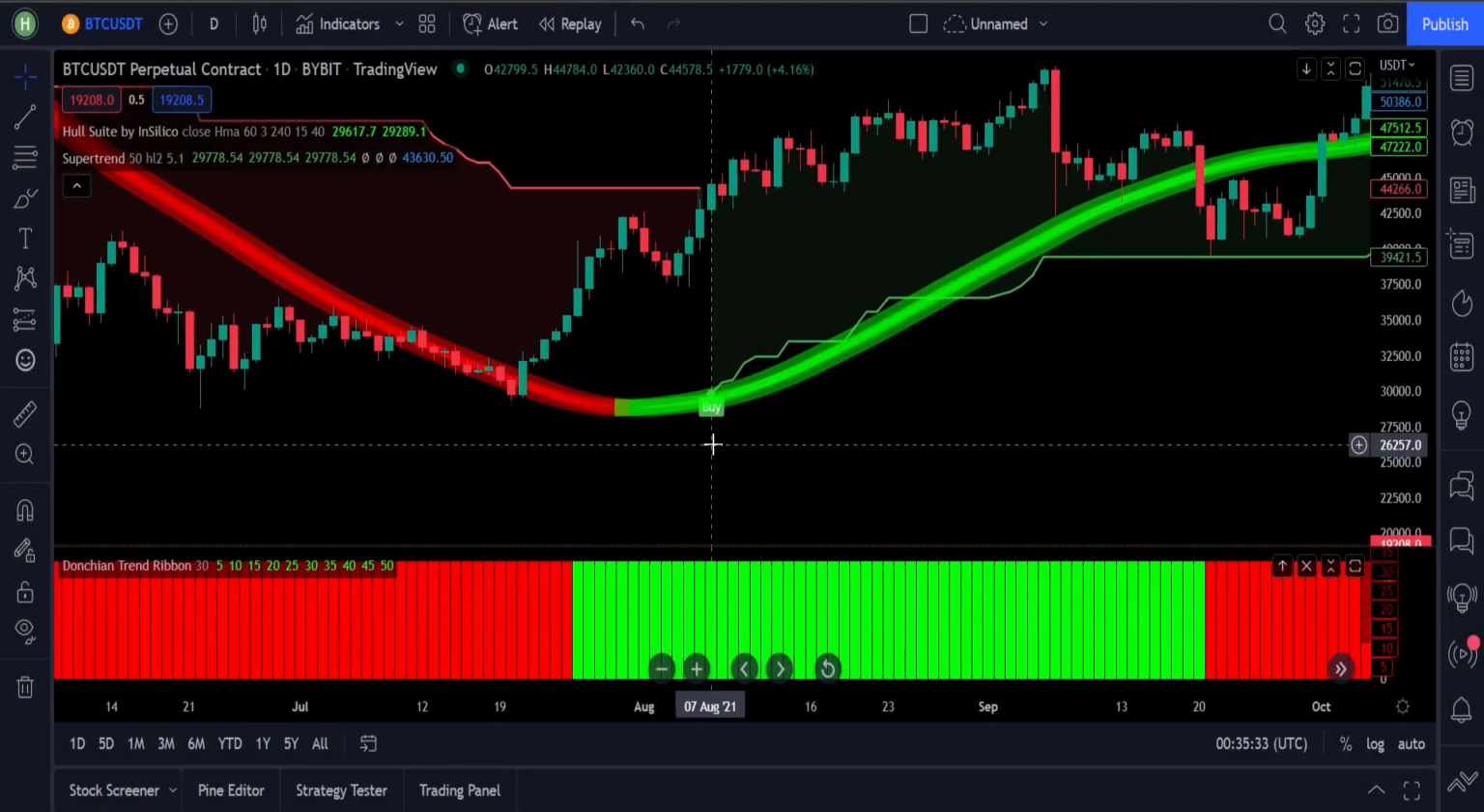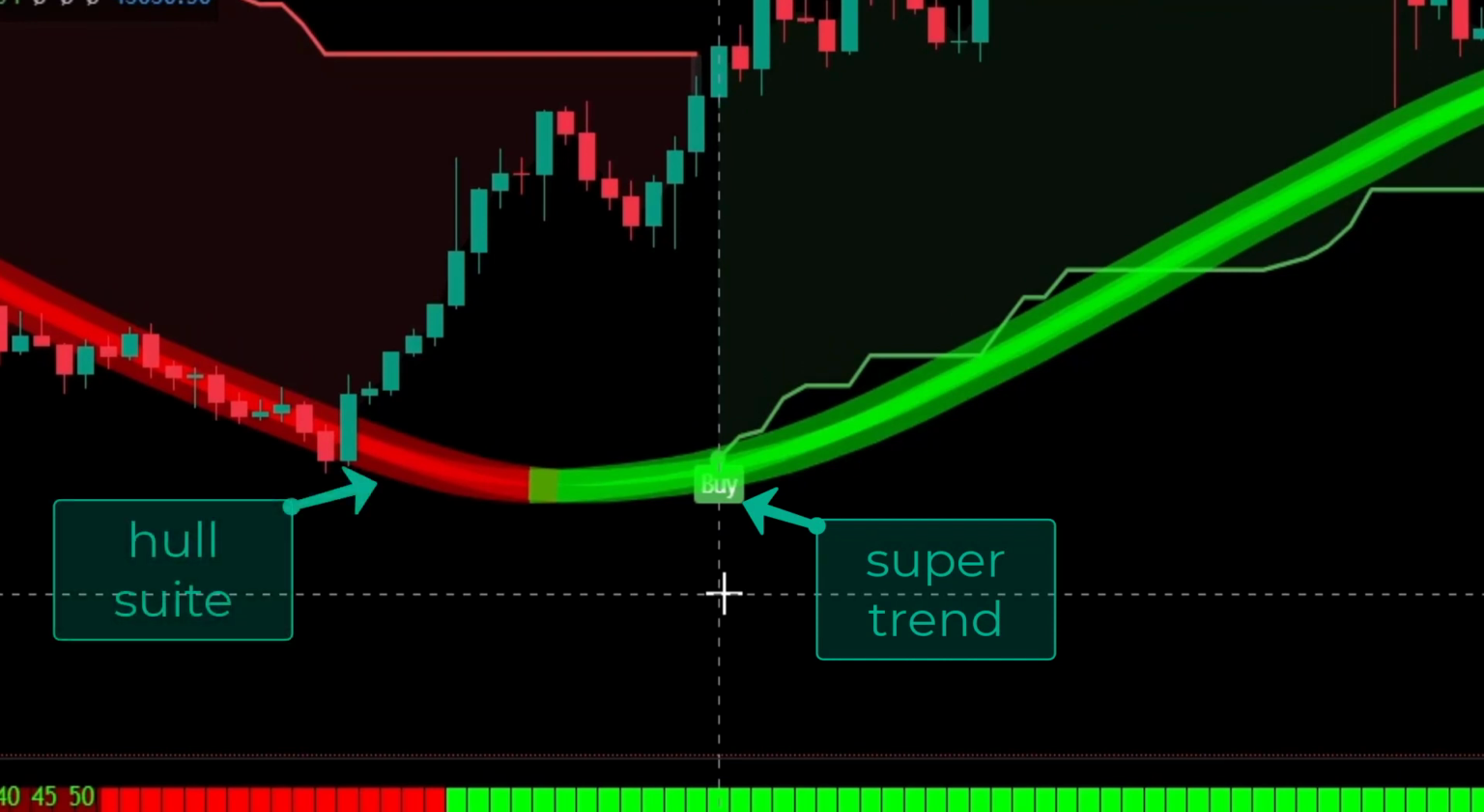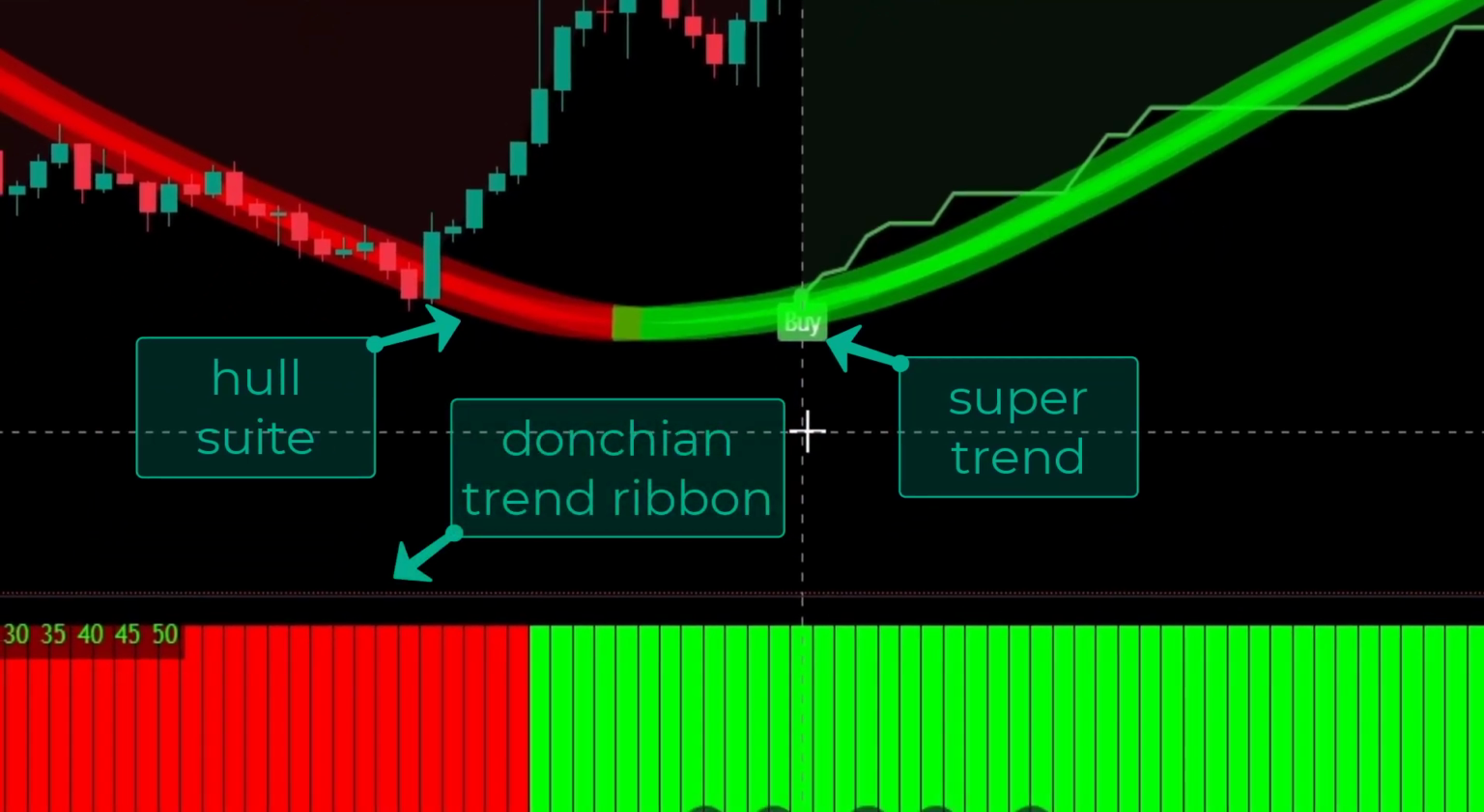Now we'll have a look at the rules for entering a buy trade. Number 1, you want the Supertrend indicator to give a buy signal when it turns green like this one. Number 2, you want the whole suite indicator to be green like it is here. And lastly, the Donchian trend ribbon should also be green. When all of these 3 rules are confirmed, you can get in at the very next candle for a buy trade.